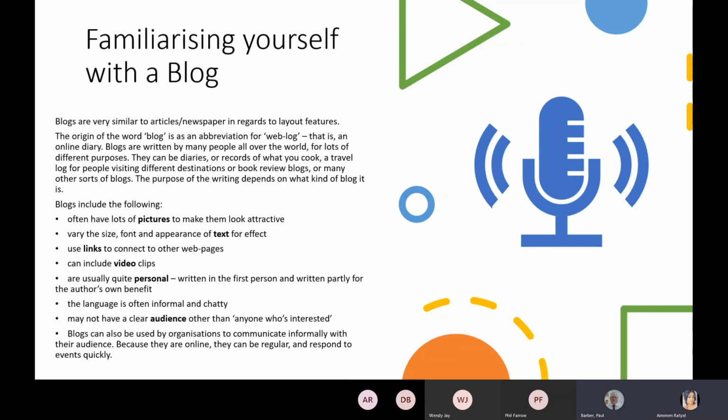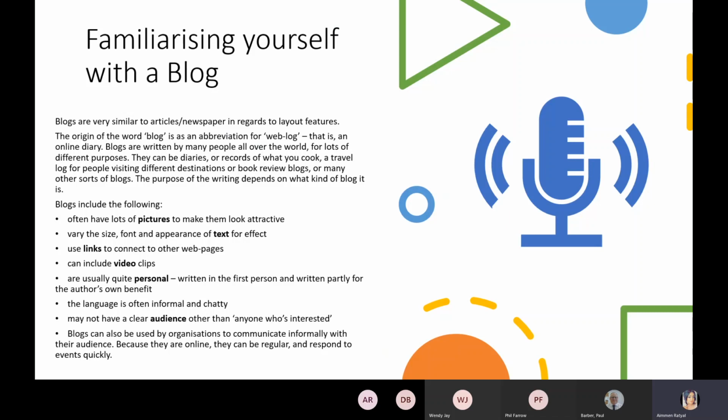Yeah, I've tried to pull something together just so you've got a bit of an overview. Blogs are very similar to articles and newspapers in regards to layout features, so if you think about headlines, subheadings, images, they are very similar in a blog as well. The origin of the word blog is an abbreviation for weblog, and it's an online diary. Blogs are written by many people all over the world for lots of different purposes. They can be diaries or records of what you cook, a travel log for people visiting different destinations, or book group blogs, or many other sorts of blogs.